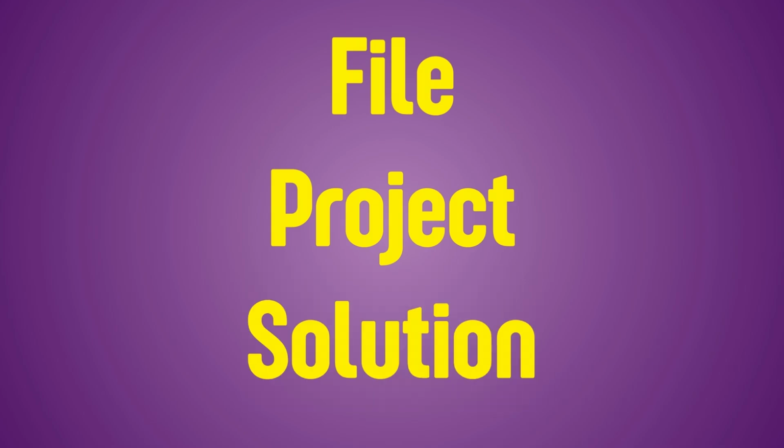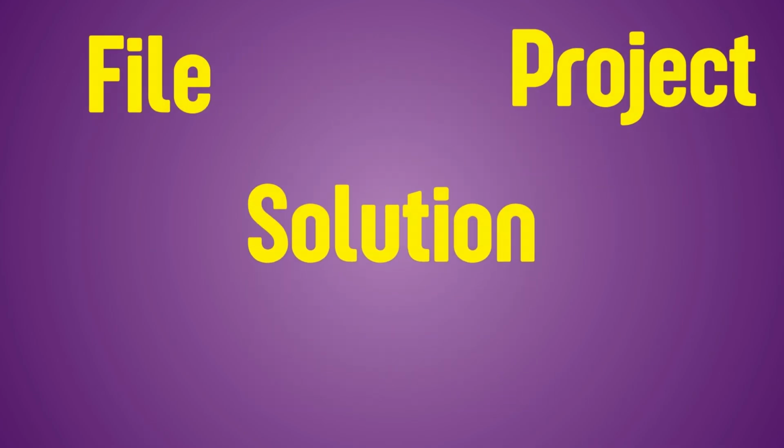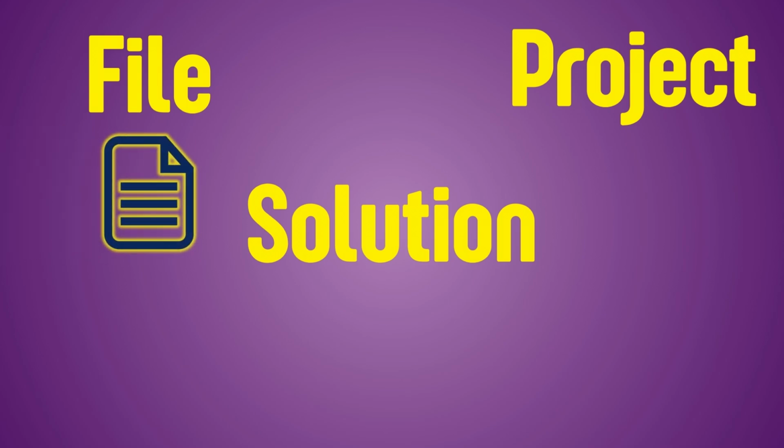A C# program is organized into three different parts: a file, a project, and a solution. This can be a little confusing for beginners, but it's pretty straightforward.